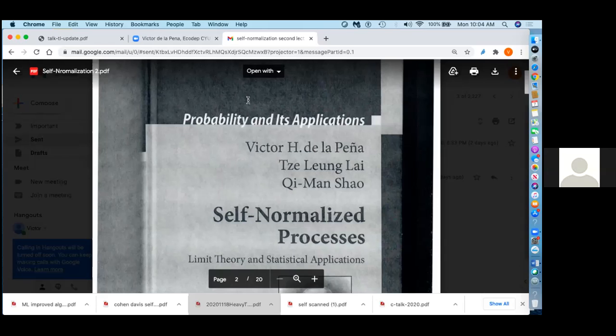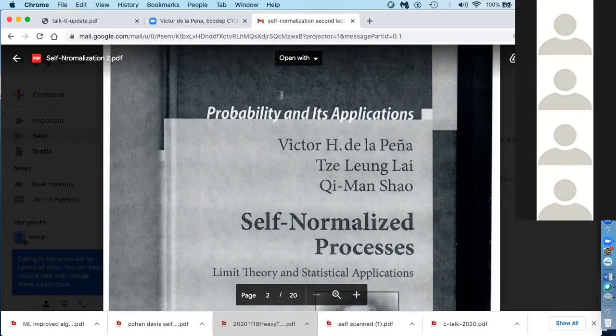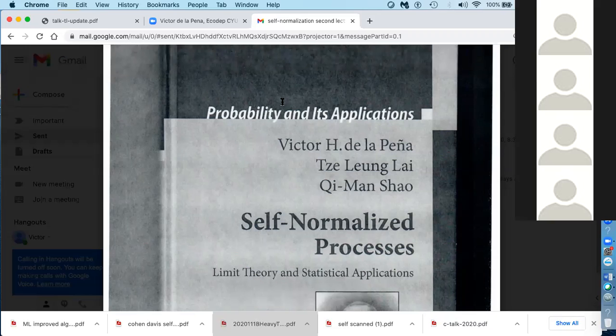Then Paul Dukan is a world expert on dynamic processes, and we have a paper on Taylor's law for dynamic processes, and so I defer to him on that. At any rate, I start with self-normalized processes. I will show some applications to machine learning.